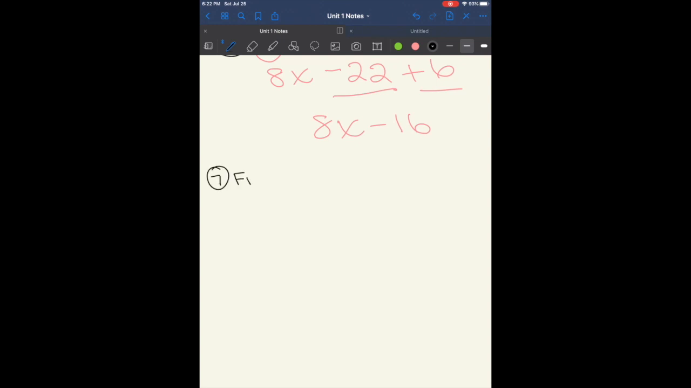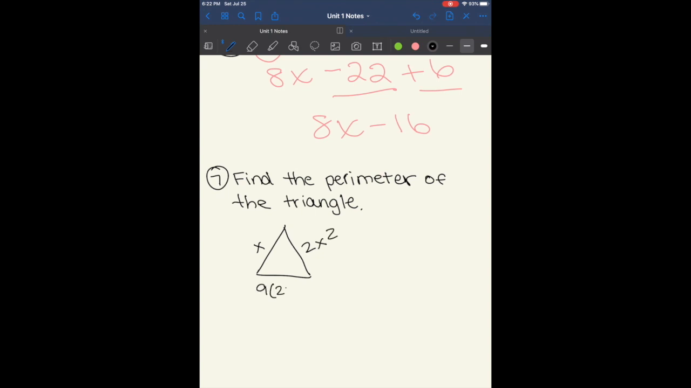Last two examples are shapes. So we are finding the perimeter of a triangle. So go ahead and draw this in your notes. So the sides of this triangle are x, 2x squared, and 9 times 2x minus 5. So to find the perimeter of a triangle, we add up all of the sides. So we're going to do x plus 2x squared plus 9 times 2x minus 5.